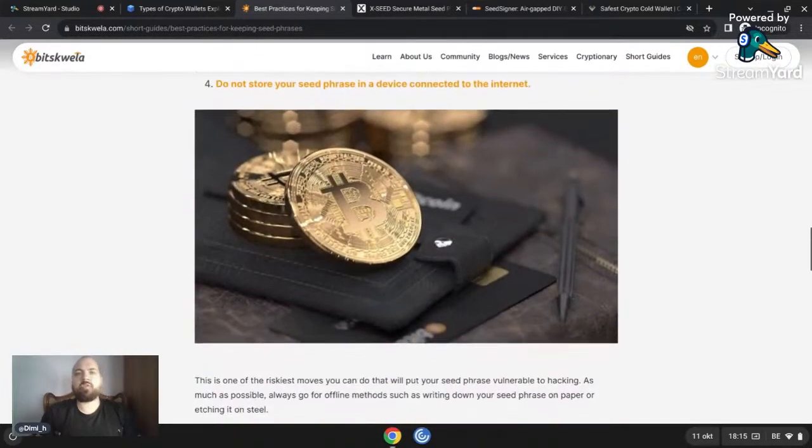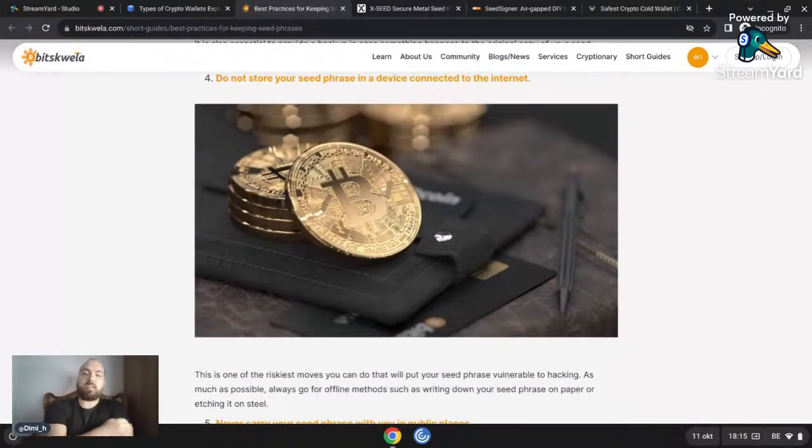Two. Do not store your seed phrase in a device connected to the internet. That is a dead giveaway. My reason: as soon as your computer is logged onto the internet, hackers might hack their way into your computer, especially if they know you have Bitcoin, and especially if they know you have a variety of financial information stored on your computer.